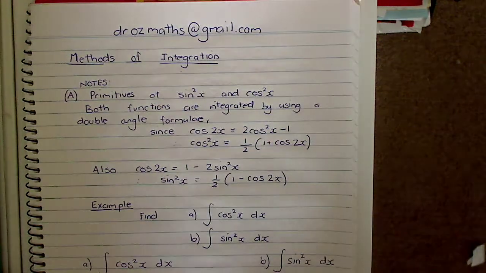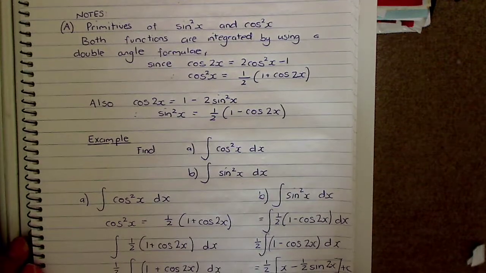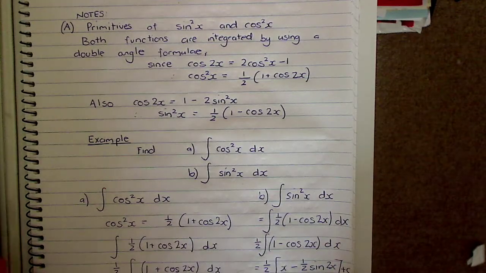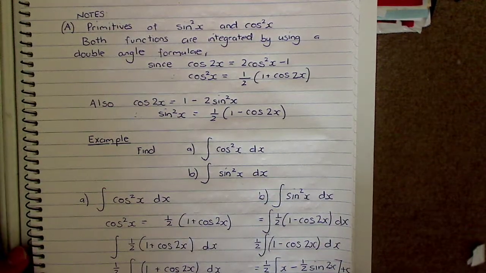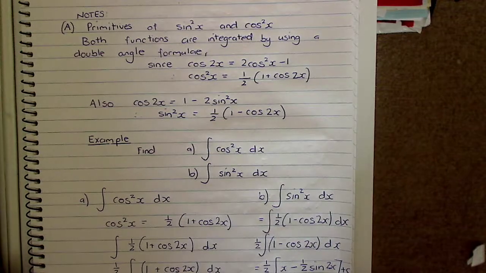Okay, so what are we looking at today? Methods of integration. Here's some notes. This is just the note part explaining what we're going to be looking at with the harder questions and examples in the following videos. So, primitives of sine squared x and cos squared x. How do we integrate sine squared x and cos squared x? This is at 3-unit level, now known as Mathematics Extension 1.